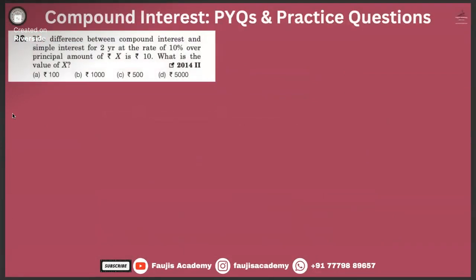Yes, sir. For this question, the difference between compound interest and simple interest for 2 years at the rate of 10% over principal amount of X is 10. We don't know what X is. So what is the simple interest? X into 1.1 whole square minus X, minus X into 2 into 10 divided by 100, is equal to 10. This is your compound interest, this is your simple interest, and the difference they have given is 10.